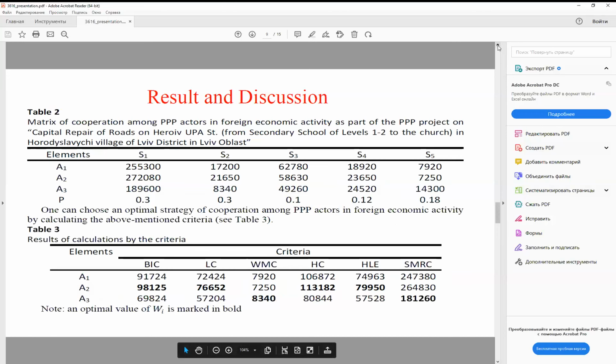Table 2 is a matrix of cooperation among PPP actors in foreign economic activity as part of the PP project on capital repair of routes of heroes who passed the street from secondary school of level 1 to 2 to the church in Hordoslavity village. One can choose an optimal strategy of cooperation among PPP actors in foreign economic activity by calculating the above-mentioned criteria. And see Table 3, the result of calculation by the criteria. Note the optimal values marked in bold.